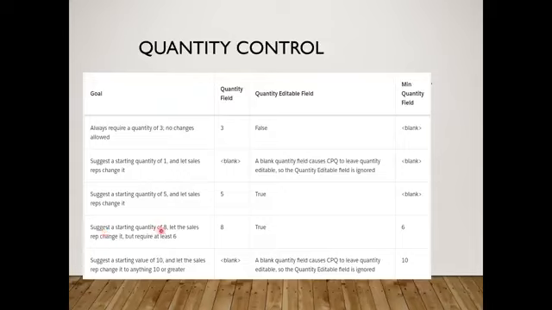Next scenario is, suggest a starting quantity of 8, let the sales rep change it, but require at least 6. It's similar to this, but it will not allow certain changes. Here you can change 5 to 4 or 5 to 6. You can go with this because you don't have any minimum quantity here.